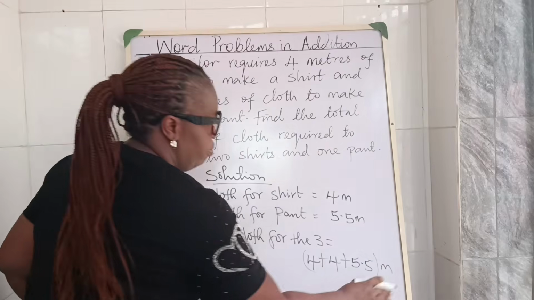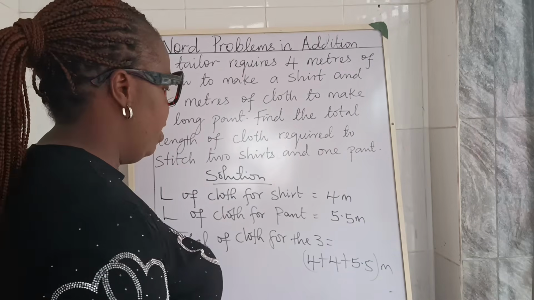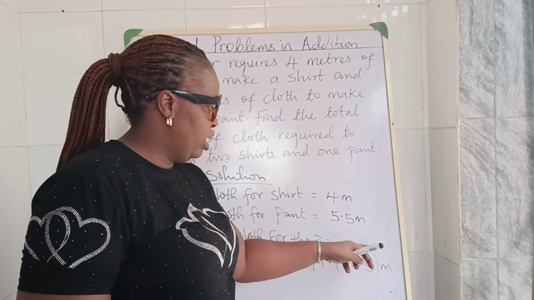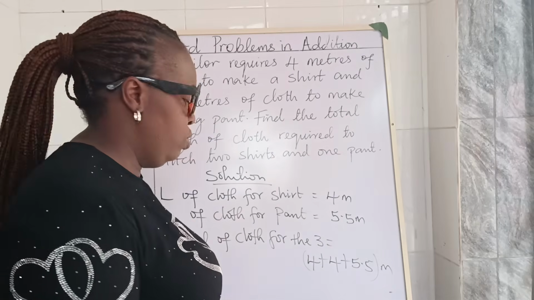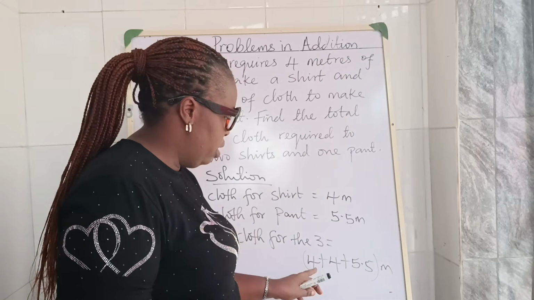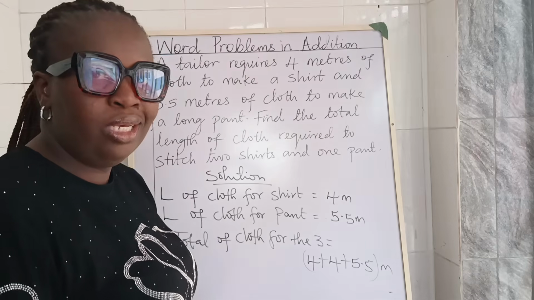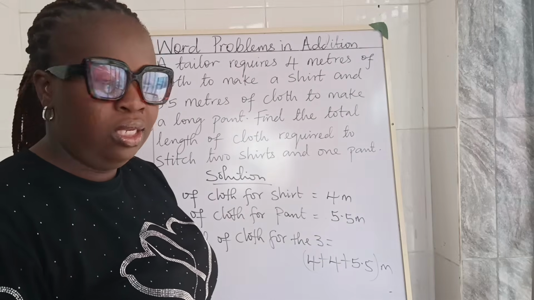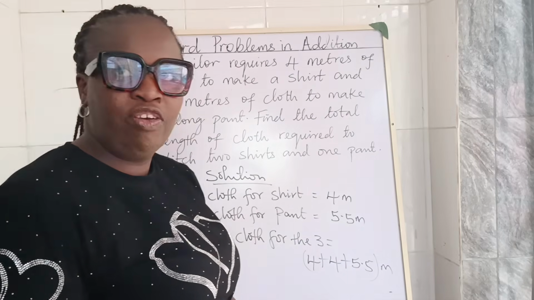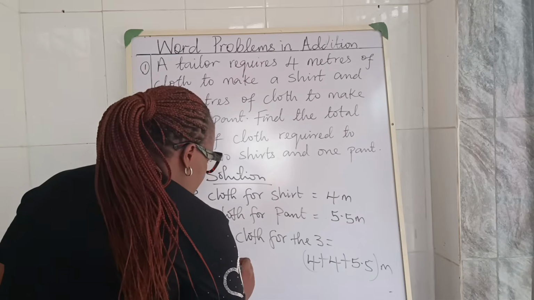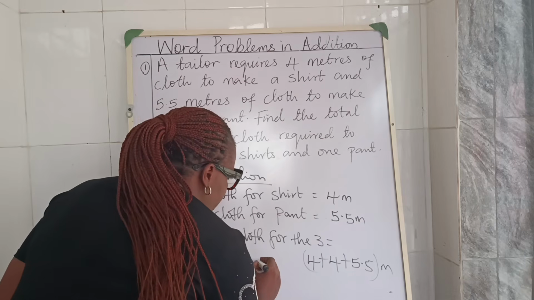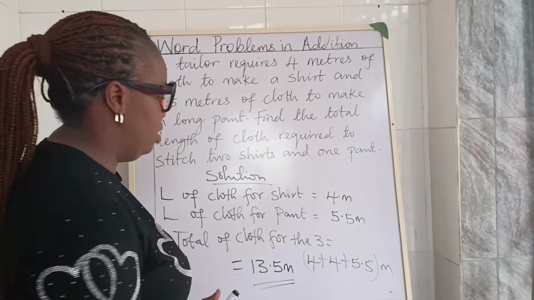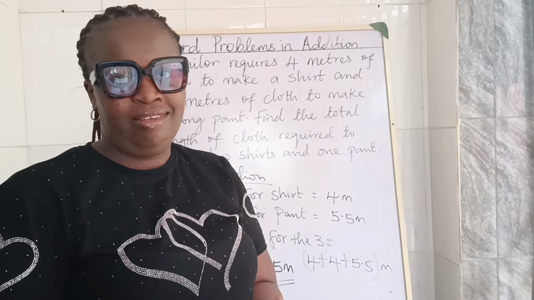The meters, right? So when you add it together, as when we wrote it here, you can just put your addition there, and then you add it together there. 4 plus 4 is going to give us 8. 8 plus 5 is what? 13. 13.5 is the final answer. So our final answer is 13.5 meters. That is the final answer.